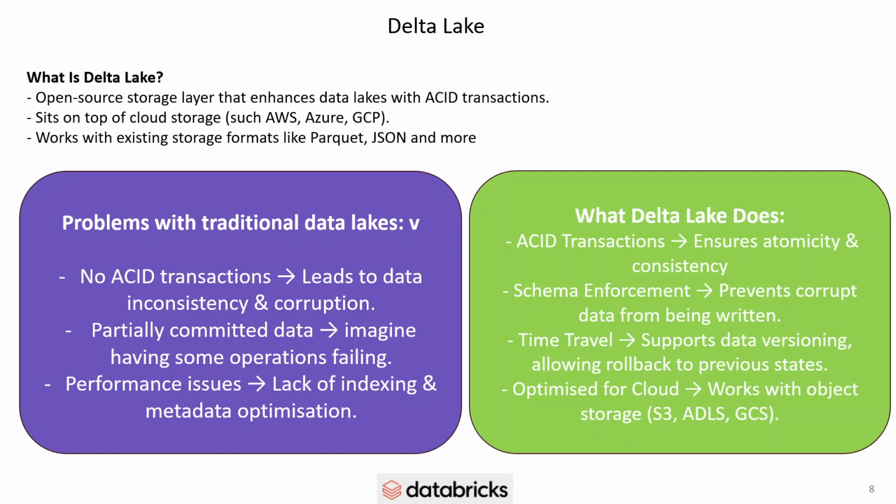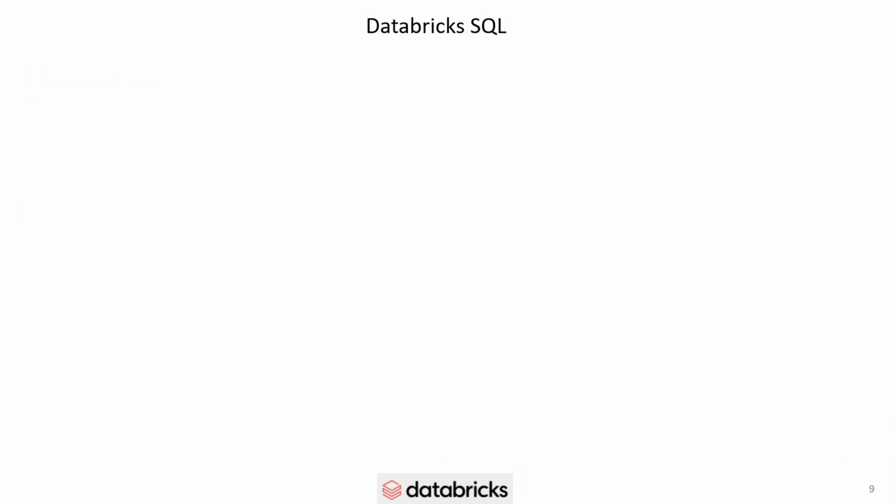So it's got ACID transactions, right? So it ensures consistency. You've got schema enforcement, so it prevents corrupt data from being written. You've got time travel, so it supports data versioning, allowing rollback to the previous states, and it's optimized for the cloud, so it works with object storages such as AWS S3, ADLS, and the Google storage as well.